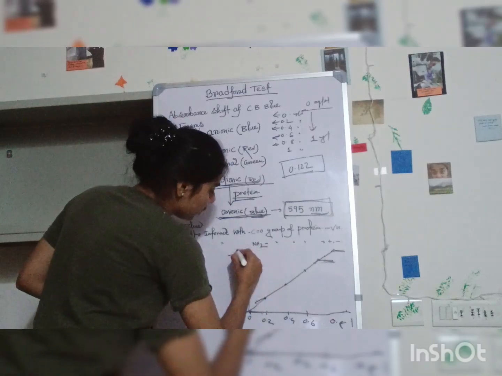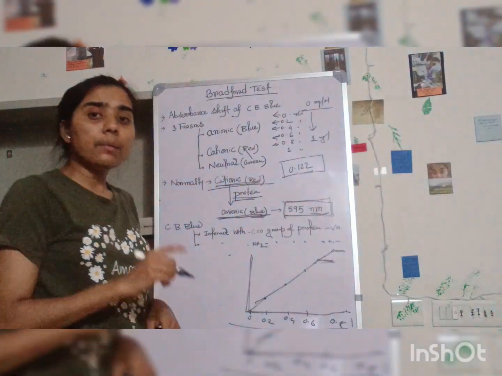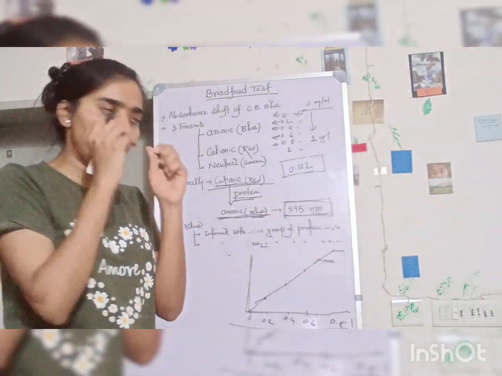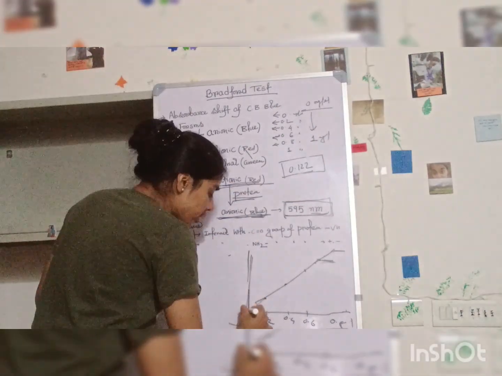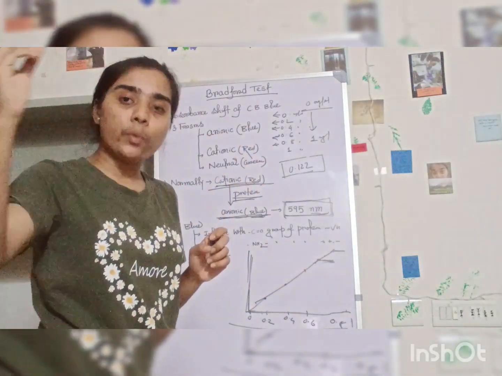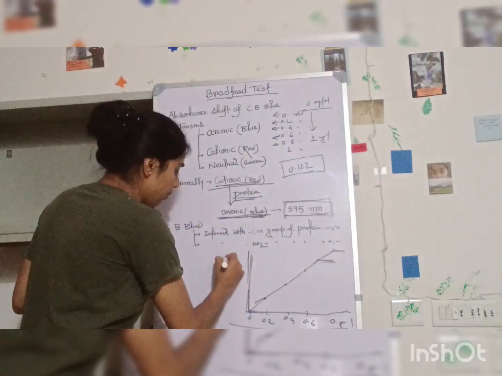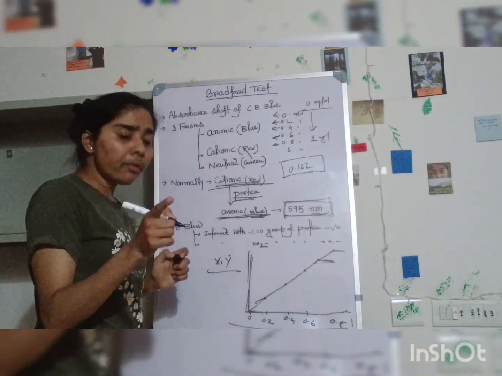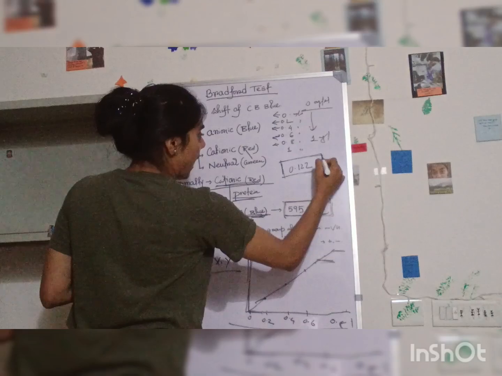Now, based on this plot, we have a standard curve, and we have an equation, that is the standard curve equation. There will be X, there will be Y. Okay. Now, what we will do, we have this absorbance value.